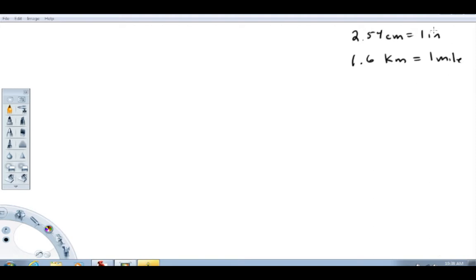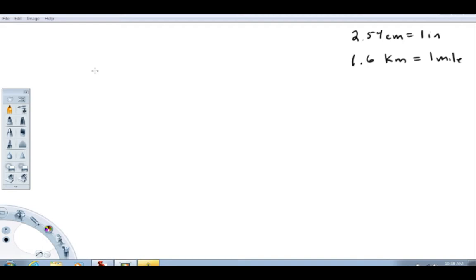Up in the upper right hand corner I've written down a couple of what are called conversion factors that I'm going to use in my examples. 2.54 centimeters is equal to 1 inch, and 1.6 kilometers is equal to 1 mile, and I'll be referring to these in some of the examples that I work on.